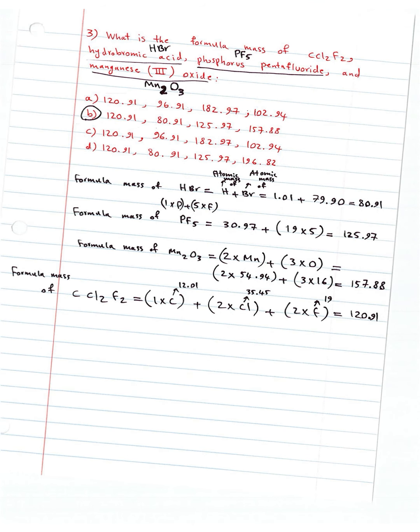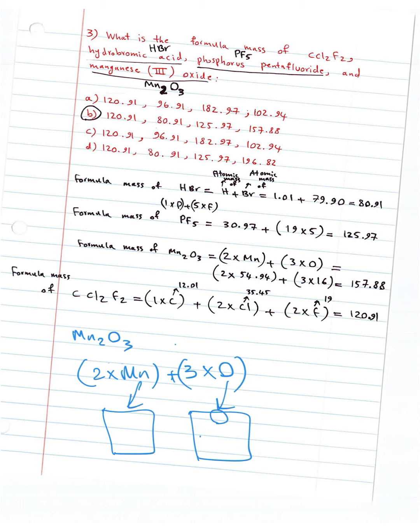What is the formula mass of this? To find the formula masses, for instance, for Mn2O3, you write 2 multiplied by Mn plus 3 multiplied by O. And then you go to your periodic table, read these numbers which are listed below each element, and then do these calculations.